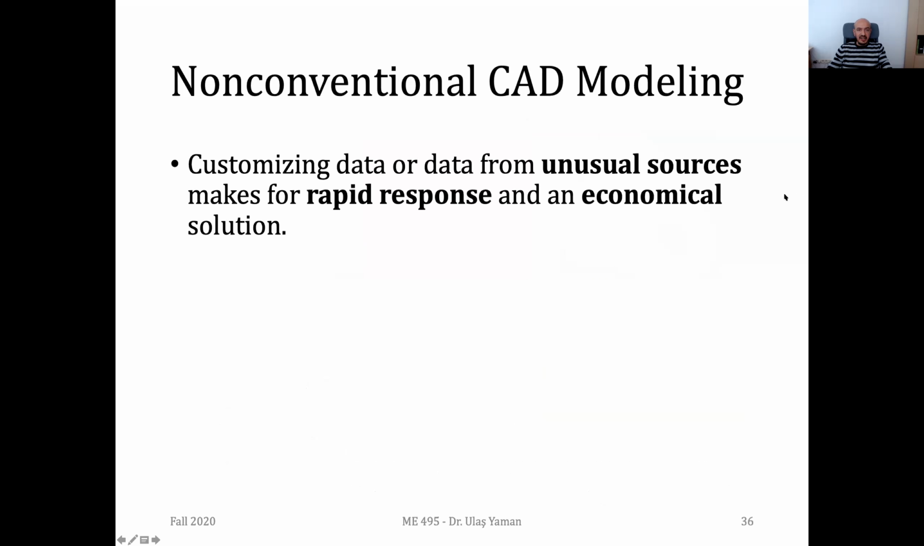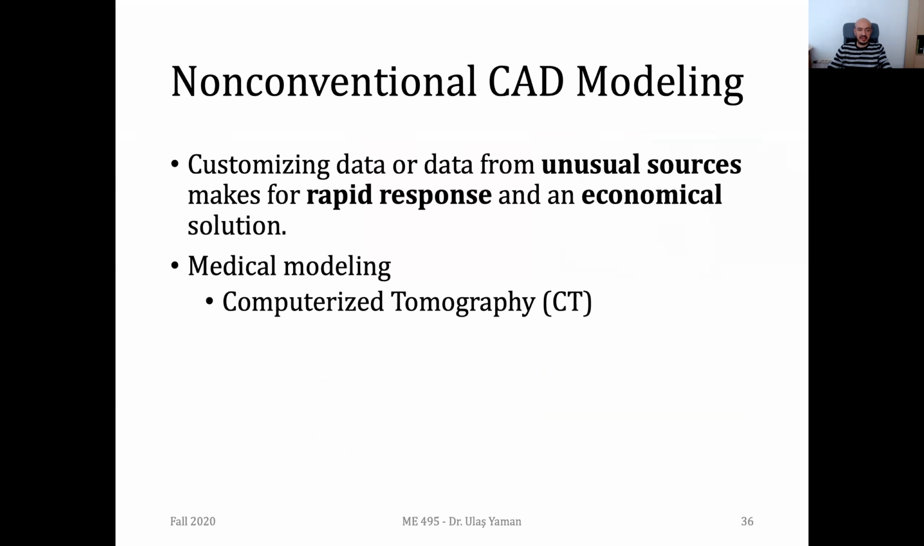So let's have a look at some non-conventional CAD modeling. Sometimes it might be difficult to design a specific part. So what we do is some kind of scanning, and this is usually done in the medical industry for medical purposes. We have computerized tomography. We have some slices there. Once you have the slices, and by using some specific CAD tools, you may join these slices and try to have a 3D CAD model.